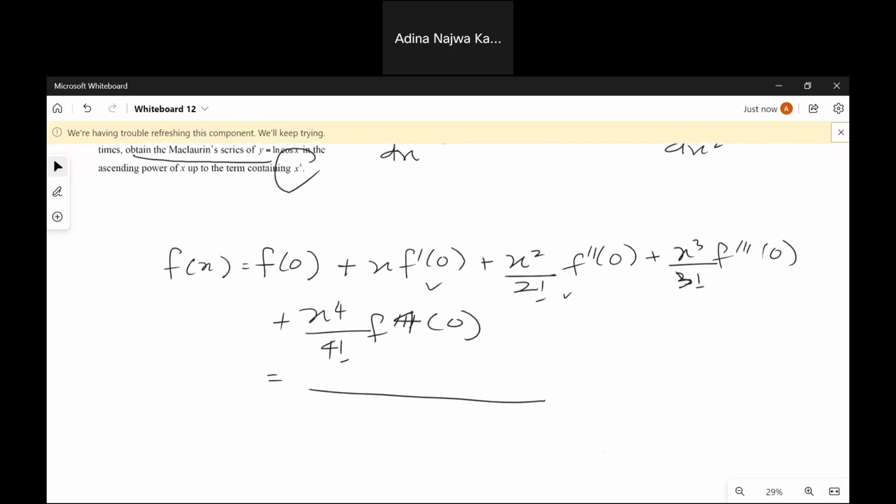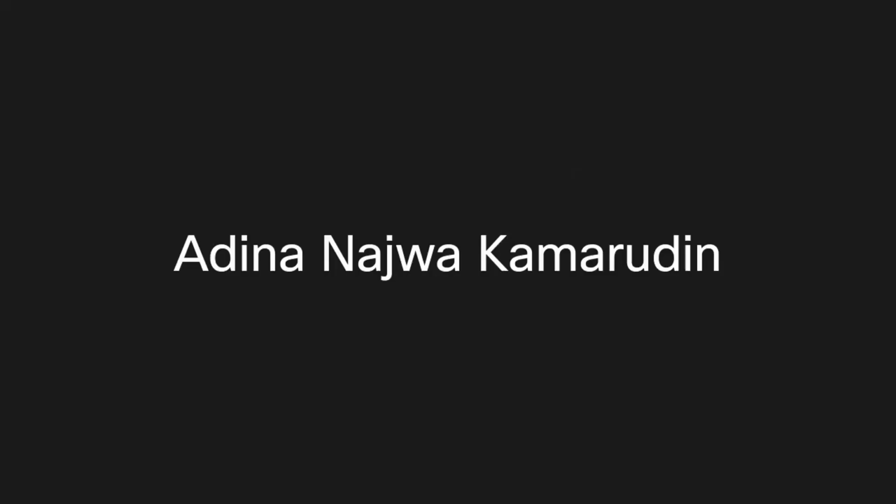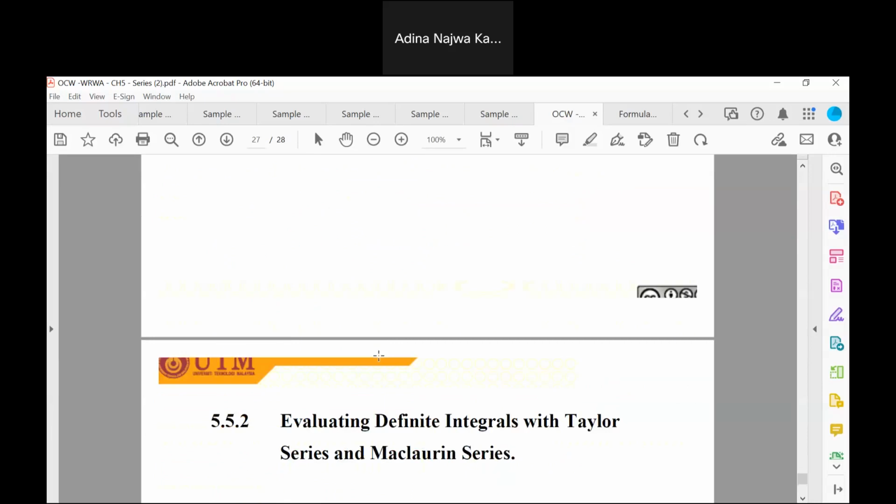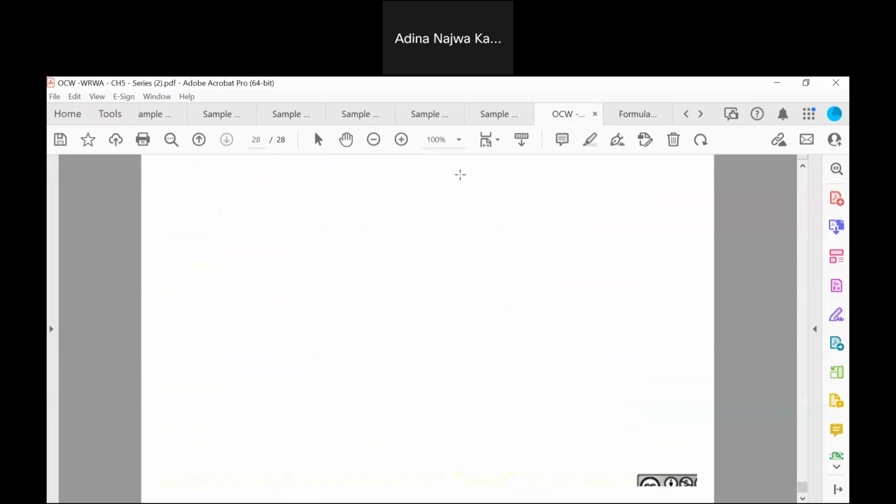So I share with you the final answer here. You will have negative 1 over 2 x squared minus 1 over 12 x to the power 4. Just 2 terms. So that will be the answer for example 5.20. I will continue with the next subtopic in the next video series. Thank you.